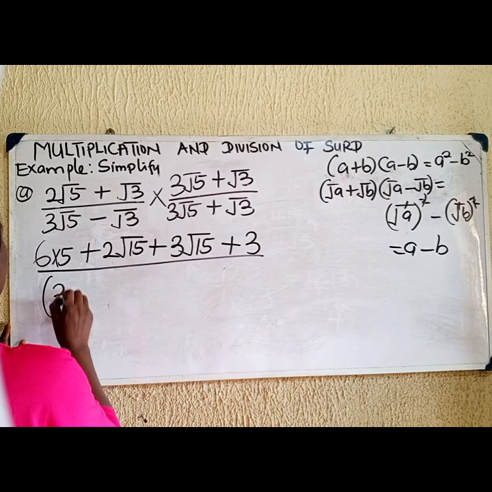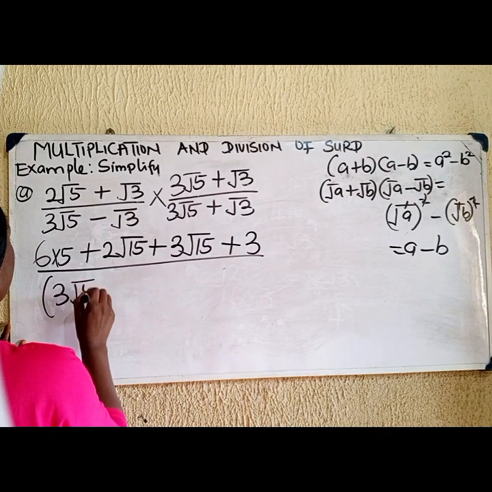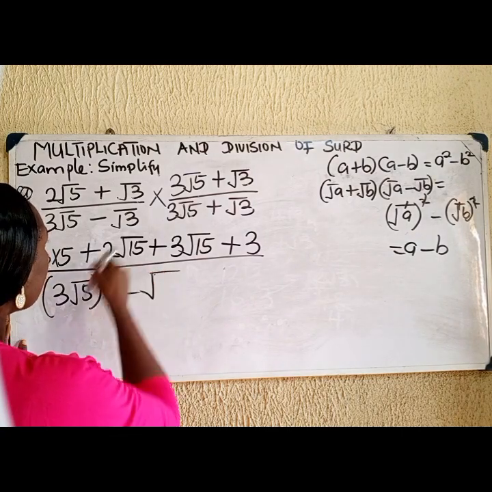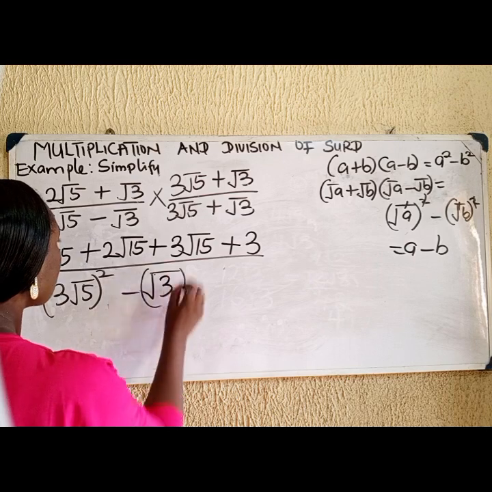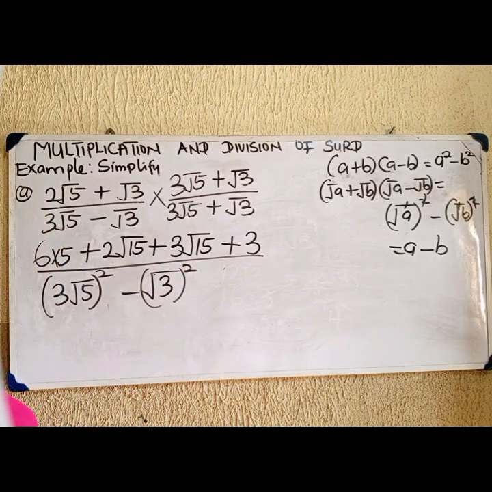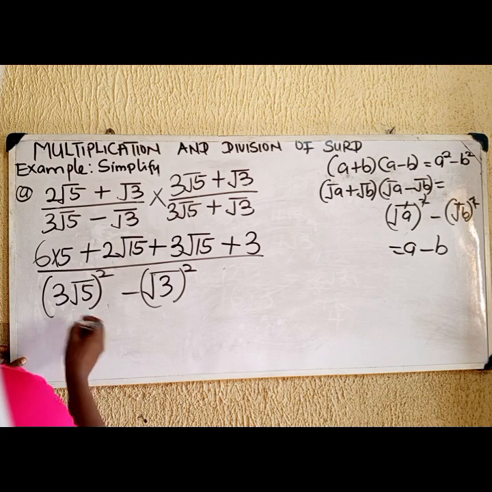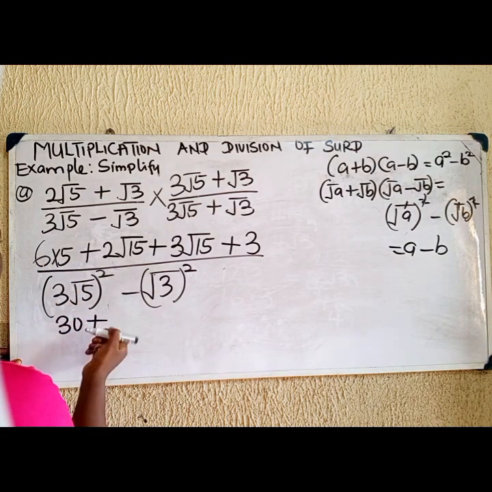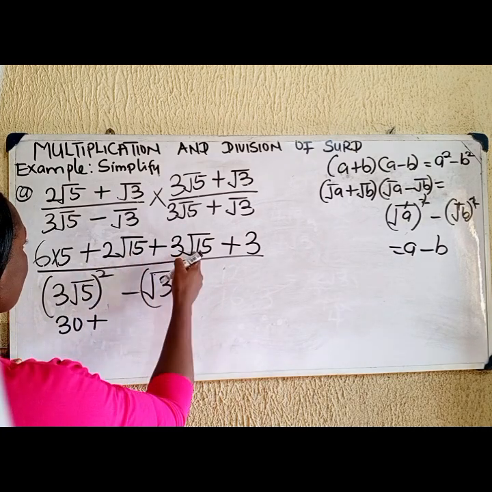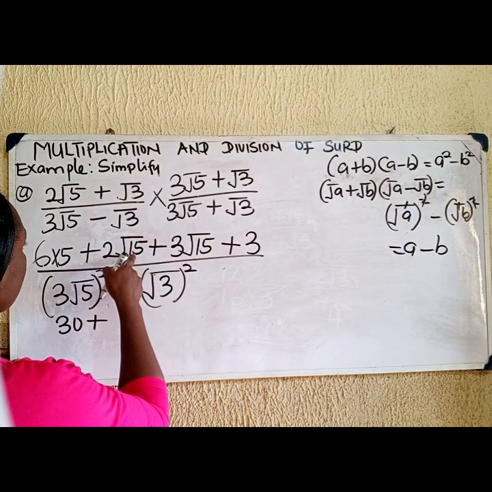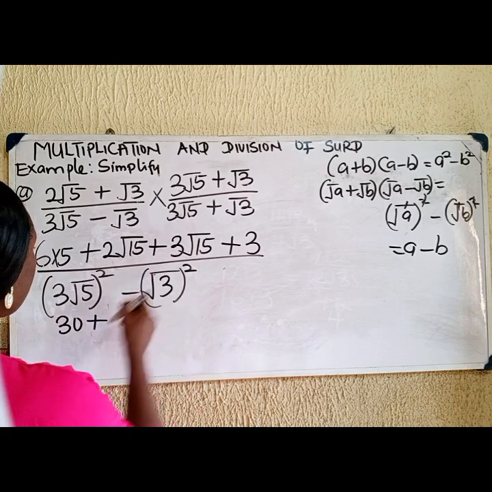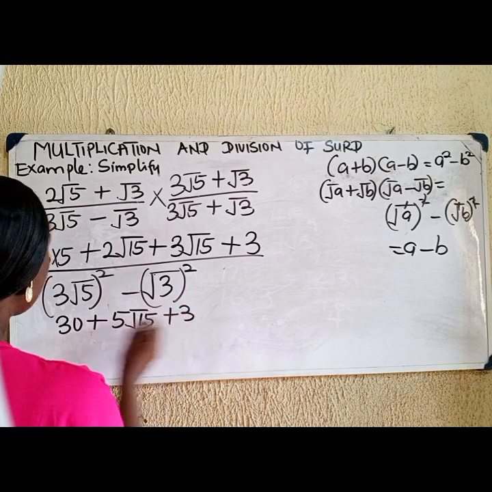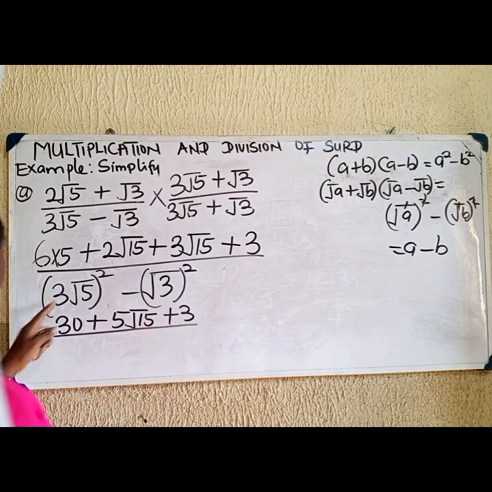We just pick the first term, root 5 all squared, minus the last term, this one all squared. That is difference of two squares. So for the numerator, I have 6 times 5, which is 30. Plus, this and this are like surds, so I will now add: 2 root 15 plus 3 root 15 will give me 5 root 15. Plus 3, all over.